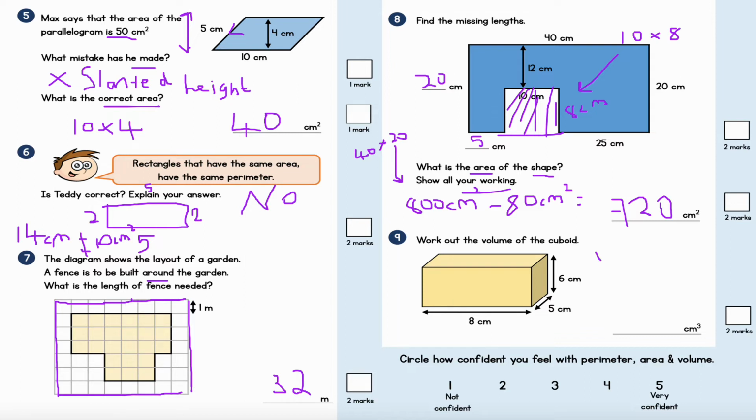So the volume of a cuboid, guys, is length times width times height. So it's 8 times 5 times 6. Let's just take our time with this sum. 8 times 5 is 40, and 40 times 6 is 240. And the units for volume is always units cubed. So centimeters cubed or millimeters cubed or meters cubed.